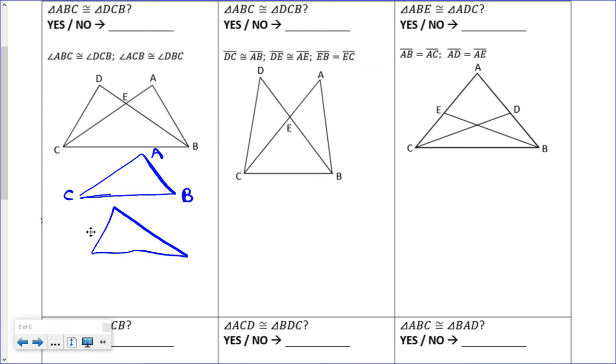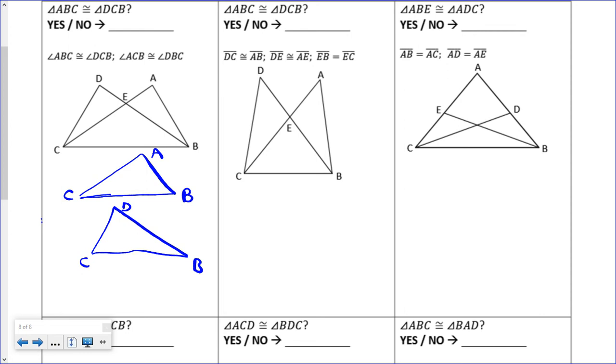And then again, once you draw the triangle, make sure you label it. So here's C, B, and D. So now the triangles have been separated. Make sure they're in the same orientation as they were previously. You don't want to try to flip them or reflect them. It'll make it too confusing. So just draw them as best as you can separate from each other.